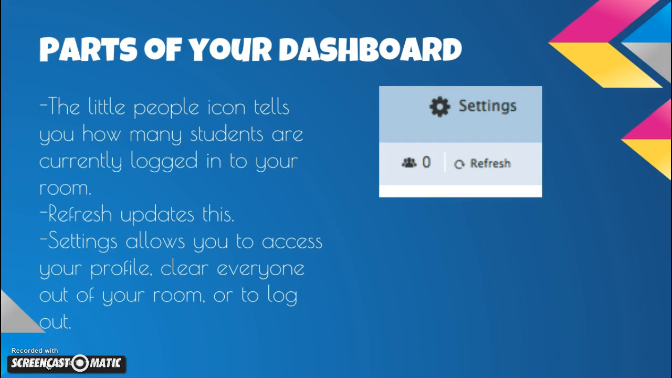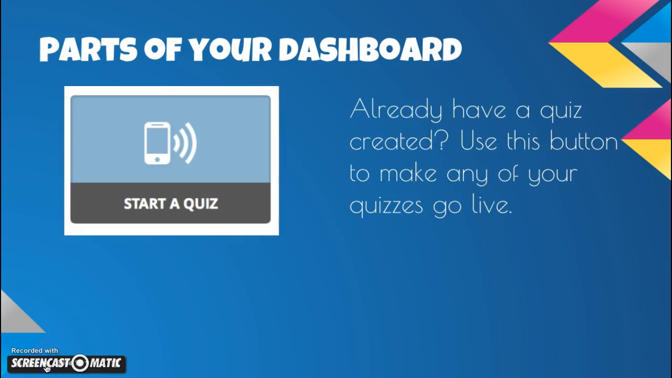Continuing with parts of your dashboard, on the top right, there's going to be a little icon that looks like little people. That will tell you how many students are currently logged into your particular room. The refresh button next to it obviously allows you to refresh the room. It doesn't refresh automatically like a lot of technology these days. You actually have to click it to update how many people in your room. And then the settings tab, obviously, that gets you into your settings. You can edit your profile, you can log out of your account, or you can kick everyone that's currently logged into your account out, which I think is pretty fun.